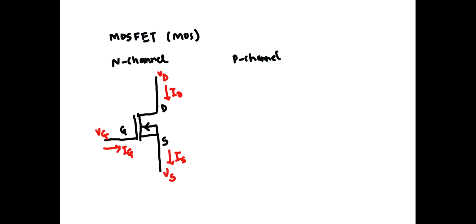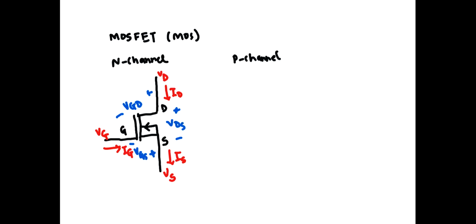Now there are voltage polarities that I want to draw here. The voltage across gate and the source with source positive is called VGS. The voltage across gate and the drain with drain positive is called VGD, that is gate to drain voltage, and the voltage across the drain to source is called VDS with drain positive.